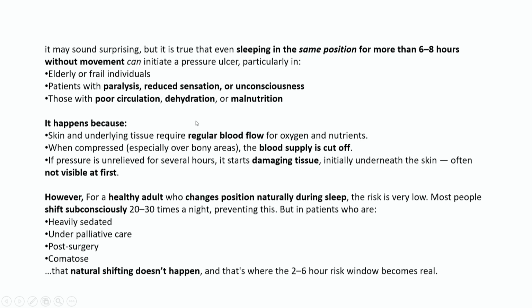Why does it happen? Skin and underlying tissue require regular blood flow for oxygen and nutrients. Regular blood flow can only be ensured when there is no pressure point. If pressure is there, blood flow is interrupted. If blood flow is interrupted, hypoxia will be there, and nutrition depletion will be there. When compressed, especially over the bony area, the blood supply is cut off. This is the main cause for initiation of bed sore.